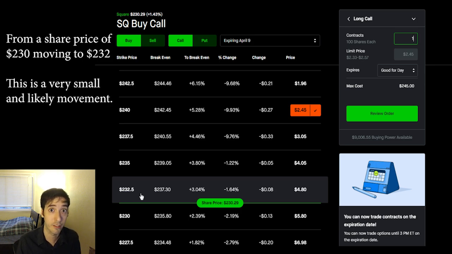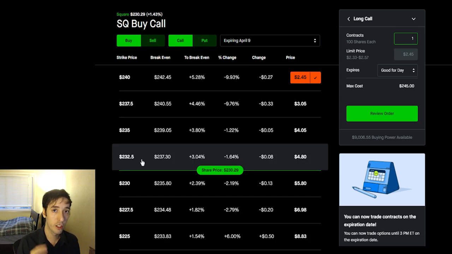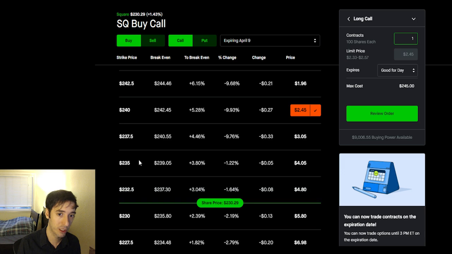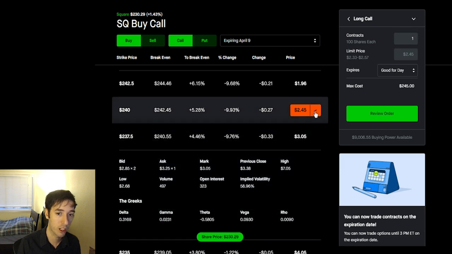It's not unrealistic for it to hit 232 from 230. That's only a $2 difference. We're going to charge you more for that contract because it's more likely to happen. So you have to risk more, basically. Does that make sense? So the strike price is where you think the share price is going to be headed, and this influences how much you pay for a contract.